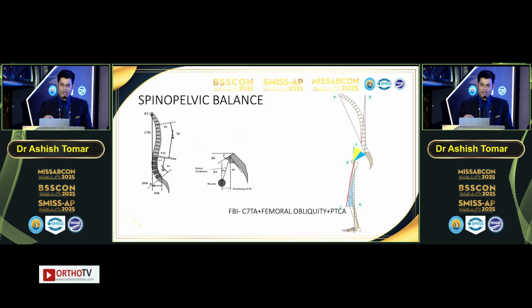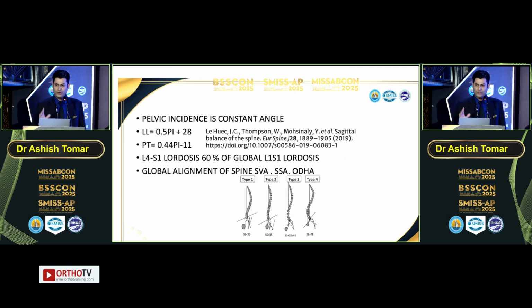We all know the angles now. If you see this, this is the FBI method. What is it? If the patient is falling like this, you try to get a plumb line at the ideal position where it should be, and you calculate this angle, C7 tilt angle. You add the femoral obliquity and you add pelvic tilt. You add these three angles and you calculate the FBI. But this is a bit complicated, so what is my way of doing it?